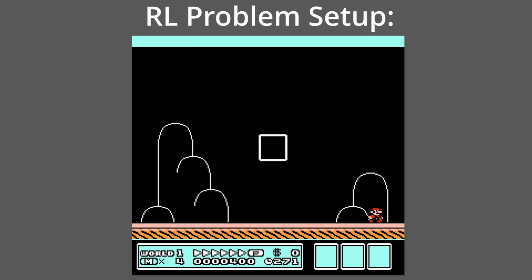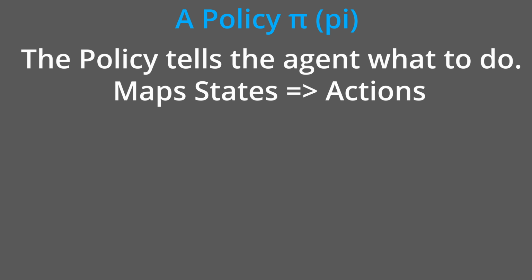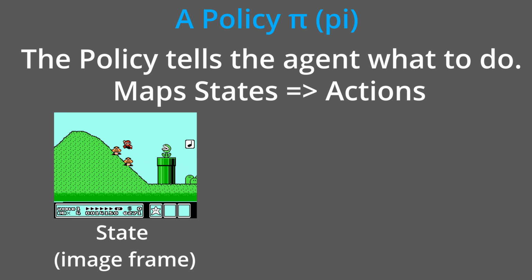In reinforcement learning, our goal is to train an agent to learn something called a policy. This is usually denoted by pi. A policy is simply a rule that tells the agent what to do in any given situation. More formally, it's a mapping from states to actions. So what does this actually mean for Mario? A state is what the agent currently sees. In our context, these are the images of the game screen, the same thing a player would see. And we can get this from the game's memory.